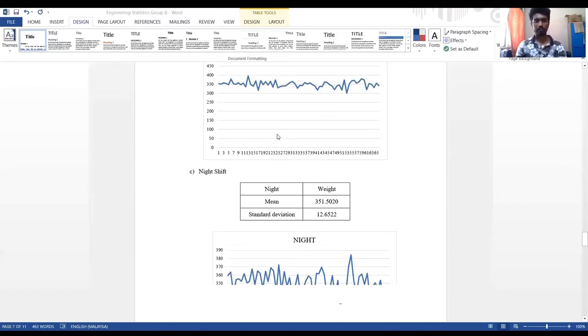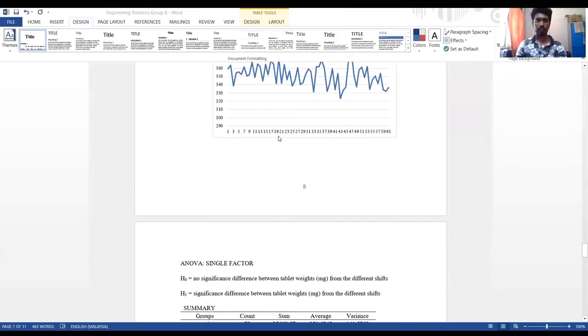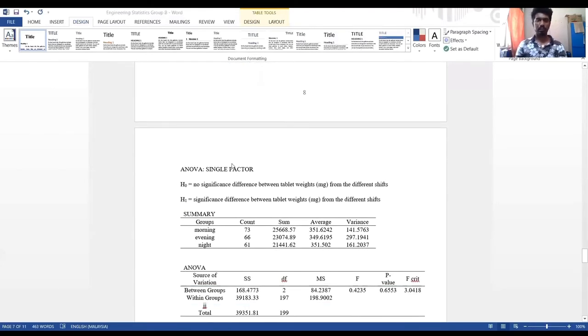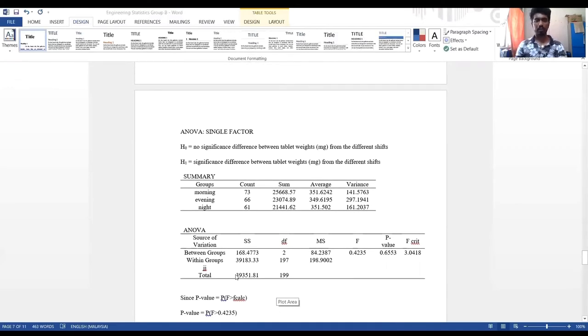After that, I used ANOVA single factor to obtain the ANOVA table, because by obtaining this table, I'll be able to decide, as the question requested, to accept or reject H0.